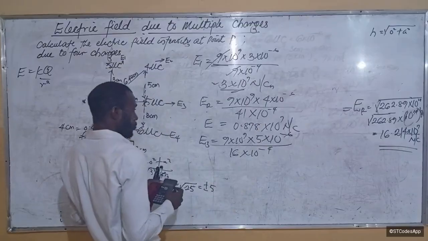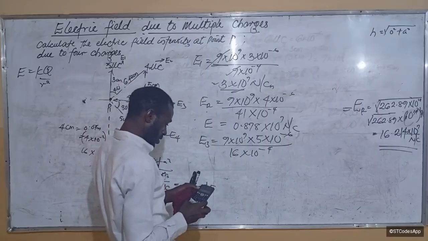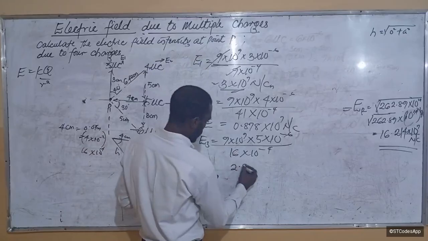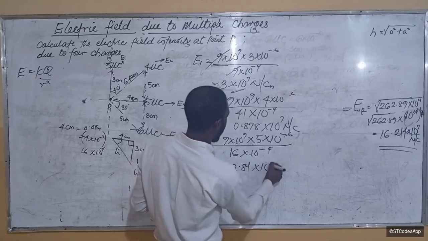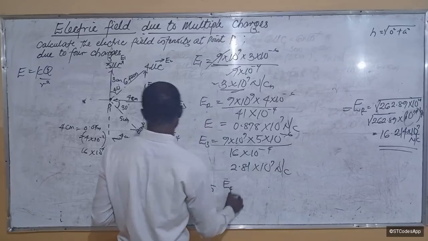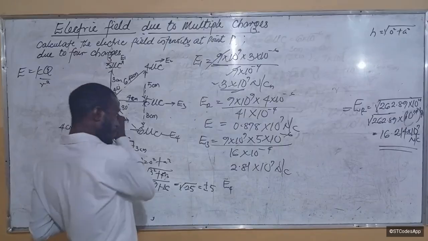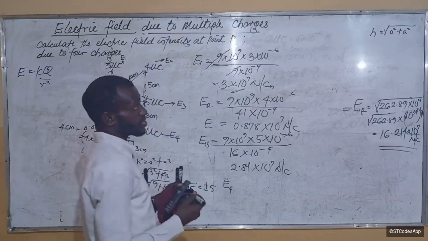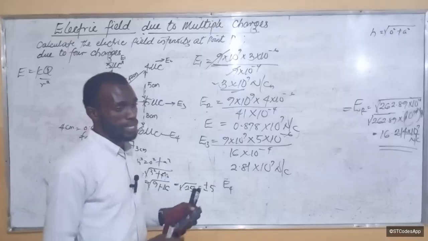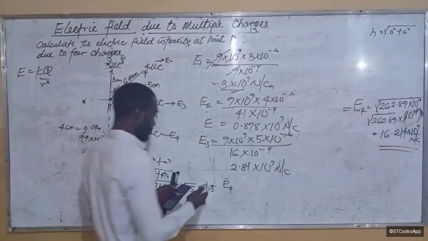So 9 times 5 is 45. 45 divided by 16 will give you 2.81 times 10 raised to the power 7 again, Newton per coulomb. How about E4? Now E4 is the resolution, that is the problem. So make sure you follow until the end, please. Follow to the end, please.